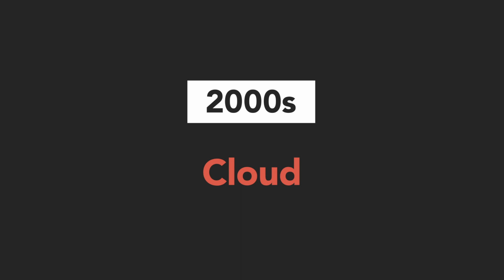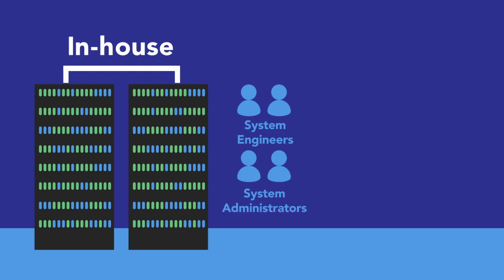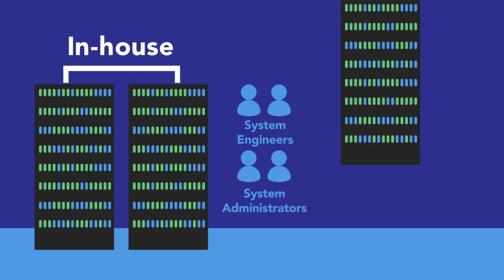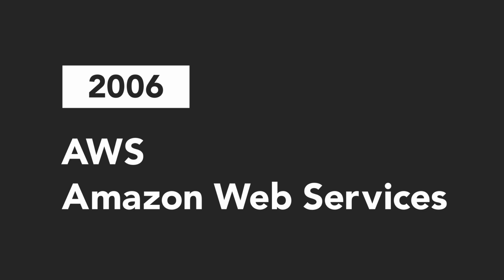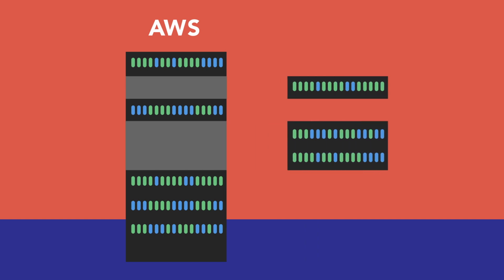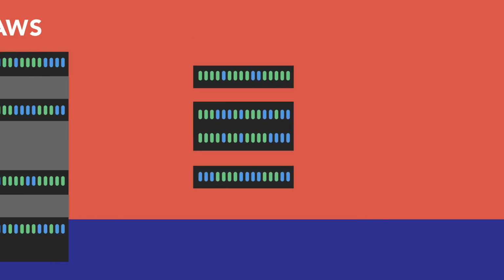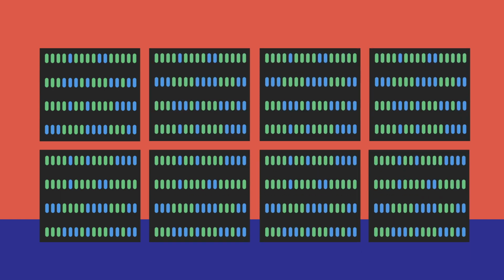So in the 2000s, the big breakthrough is cloud computing. Up until this point, you either have to run a server in-house and employ system engineers and systems administrators to keep it running, or you could rent a whole computer in a data center somewhere and pay for its upkeep. In 2006, Amazon launches AWS, Amazon Web Services. Now companies don't have to rent a computer at all. They can just rent the parts of one that they need, and they can do this in a flexible way. They can double or triple the scale of their system in minutes, not in days or hours.